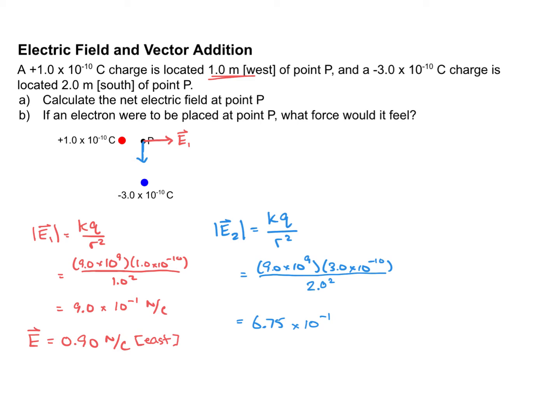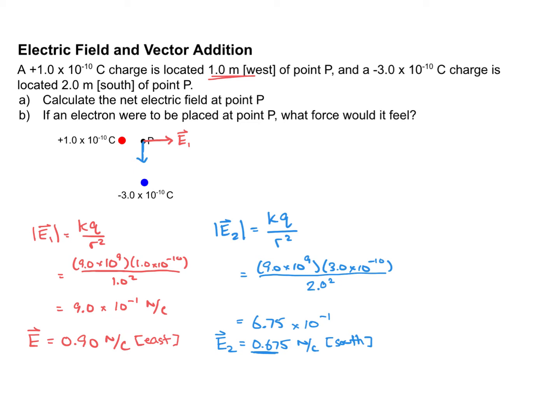And the direction is going to be south. I'll rewrite a new line without the magnitude bars. So the electric field created by the second charge is going to be 0.675 newtons per coulomb south. That'll be to two significant figures, so I'll underline two significant figures.